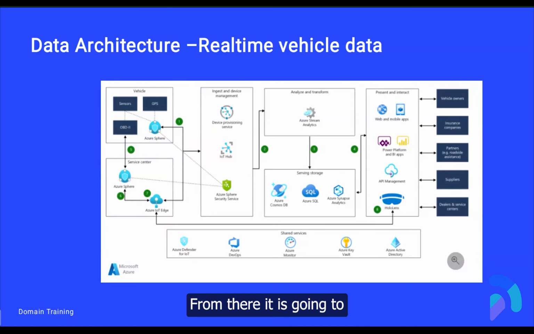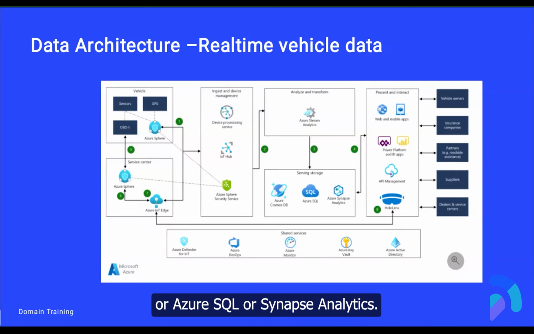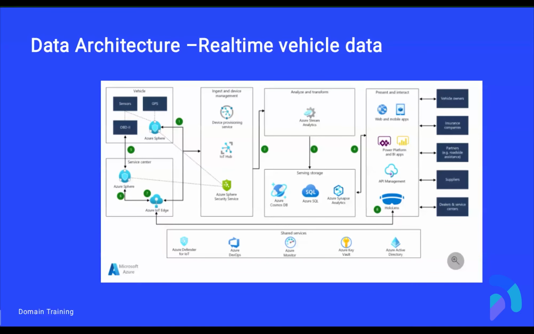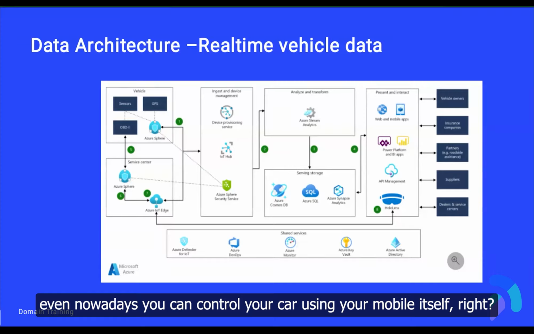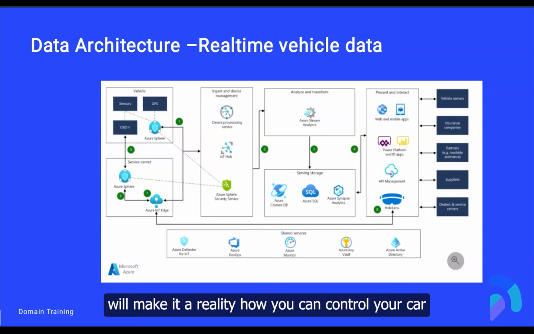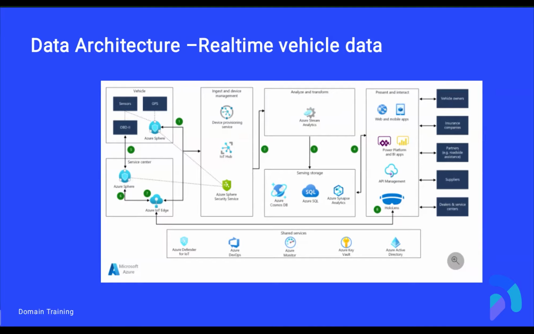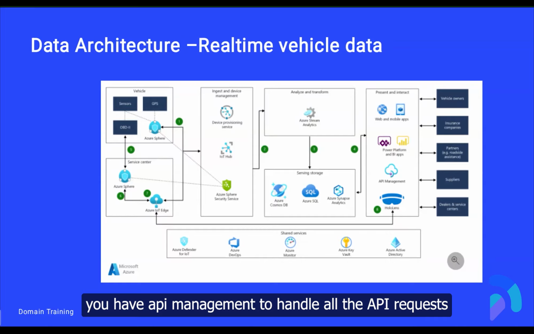From there, it is going to the transformation layer in Azure Stream Analytics, your storage, which could be your NoSQL Cosmos DB or Azure SQL or Synapse Analytics. Then moving to the serving layer, which can be your web and mobile apps. Even nowadays, you can control your car using your mobile itself, right? So this kind of architecture will make it a reality, how you can control your car using this Azure architecture. You have Power BI for reporting. You have API Management to handle all the API requests.